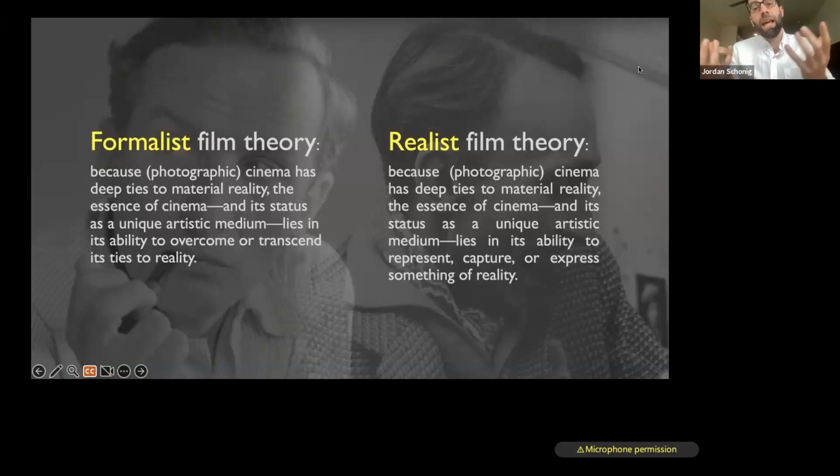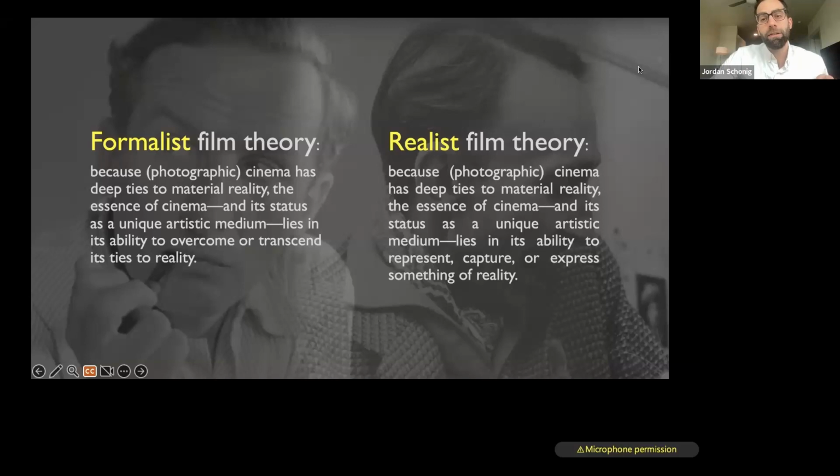Both positions take it as a premise that film has this unique connection to material reality, because it's presumed that when we talk about film, we're talking about photographic films, not cartoons. And so I'm going to give you a brief representation of these two positions with, I think, two of the most representative of these positions.